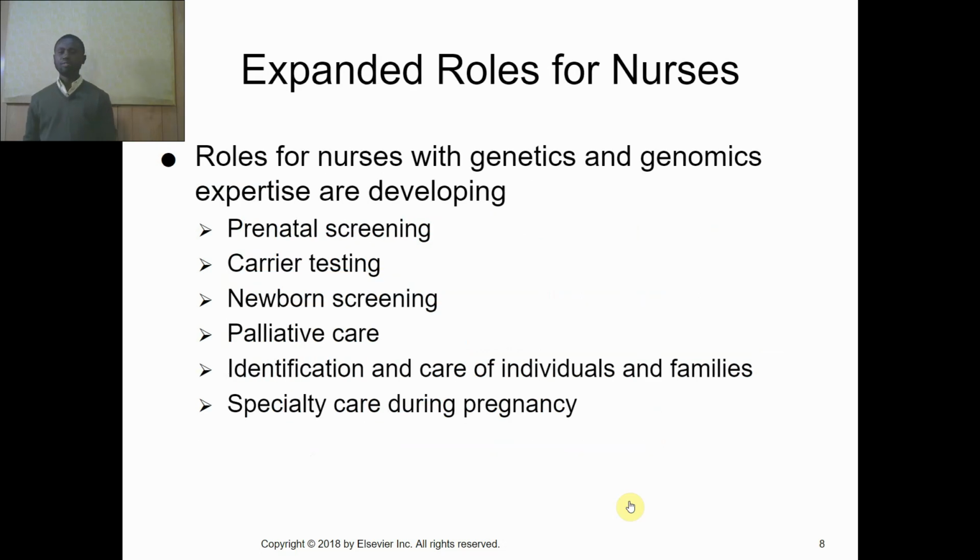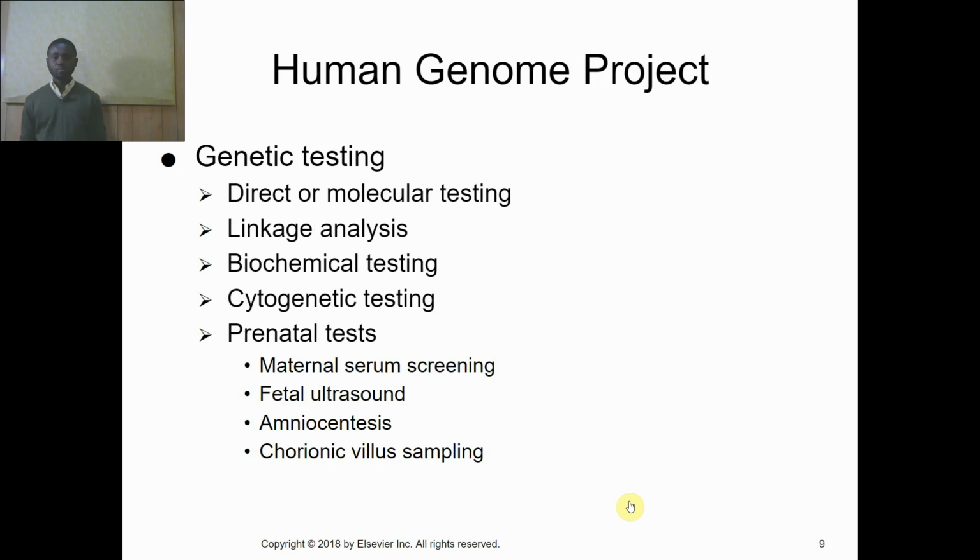The competencies developed will help nurses to function in the performance of the roles that we have talked about, including the prenatal screening and counseling, carrier testing, such as if a patient or a client is a carrier for a certain genetic disease such as sickle cell, newborn screening to identify genetic conditions for treatment, palliative care, and all the other roles that we talked about in the expanded role for nurses.